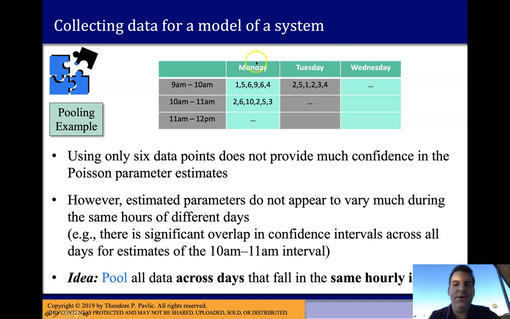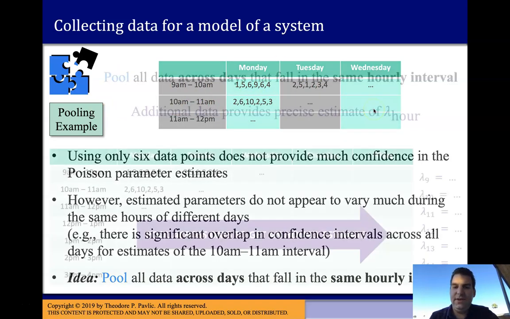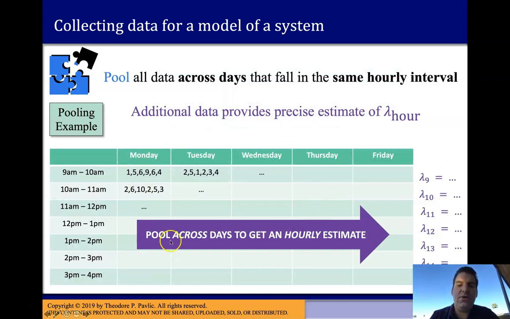However, I might notice that every weekday, Monday through Friday, from 9 a.m. to 10 a.m., I get roughly the same sorts of numbers. In other words, if I were to fit a Poisson to Monday's 9 a.m. interval or Tuesday's 9 a.m. interval, I would get roughly the same average number of encounters per 10 minutes. So the idea is maybe I can pool all of the 9 a.m. hours together, and maybe I can pool all of the 10 a.m. together. In other words, maybe I can pool across days.